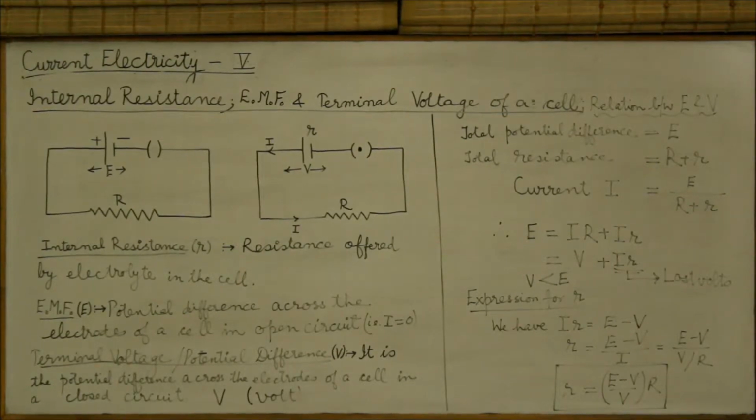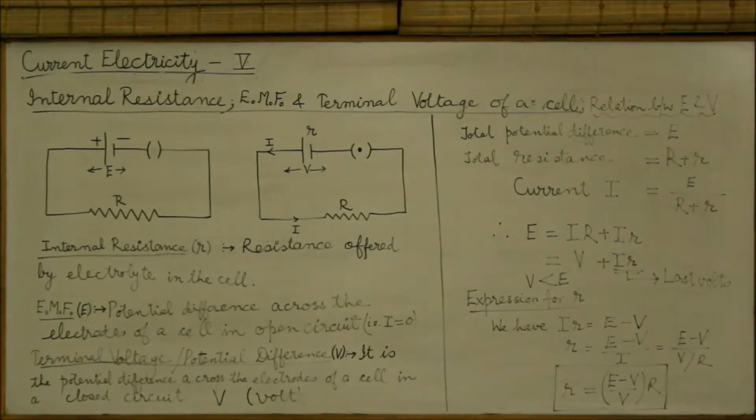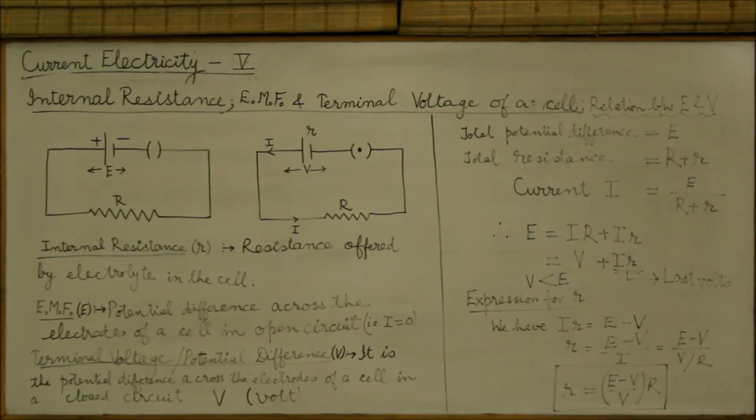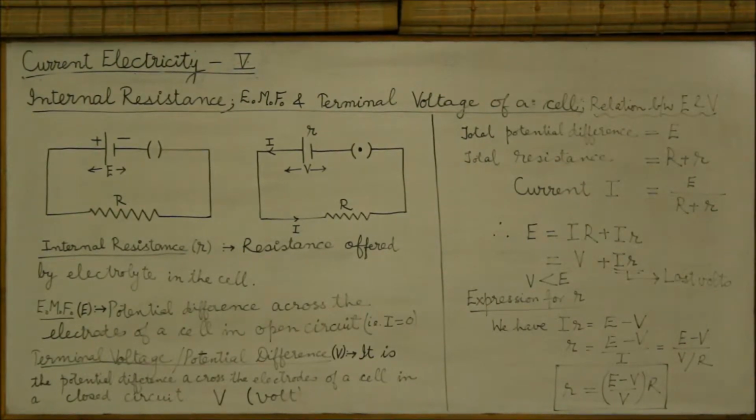Whenever current flows through the cell, the electrolyte of the cell offers resistance because the ions have to move against the backdrop of other ions. Their collisions with each other provide the resistance, which is termed as internal resistance of the cell. So, internal resistance of a cell is the resistance offered by its electrolyte. We denote it by symbol small r.